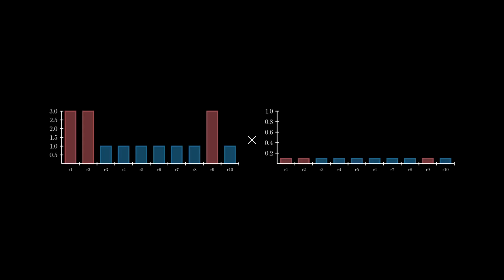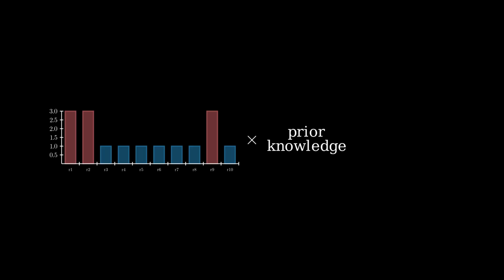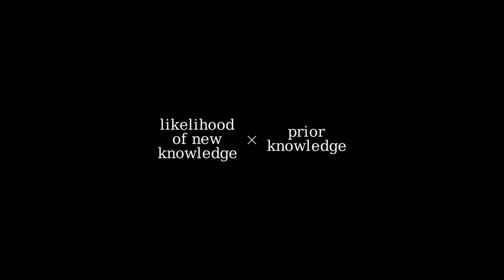We multiply element-wise our position probability distribution, our prior knowledge, with a vector of weights expressing the likelihood of new knowledge provided by our sensor. Multiplying a probability distribution this way by a likelihood, which is not a probability distribution, doesn't guarantee that we'll get a probability distribution back, so a normalization is also needed.